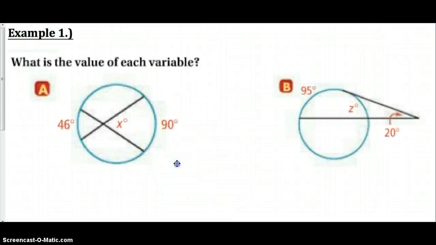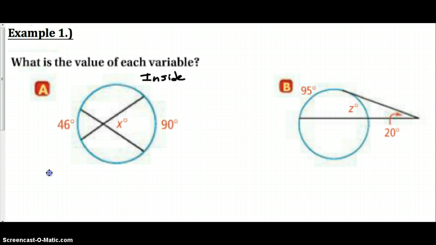The first example says, what is the value of each variable? This is really just going to be an application of some algebra. We just need to pay attention to which case we're actually working with. In part A, I have this angle x, which is what I want, and I see that the two chords are intersecting inside the circle. So I'm going to apply the first case.